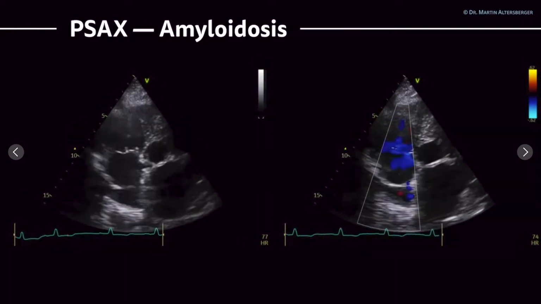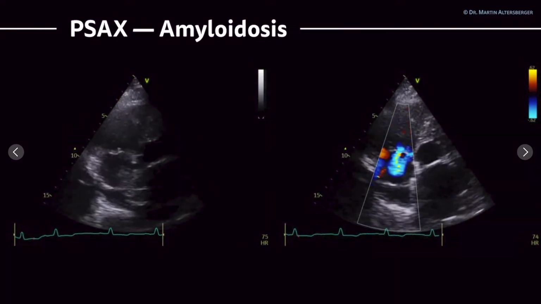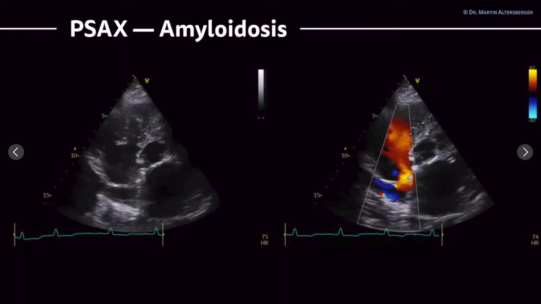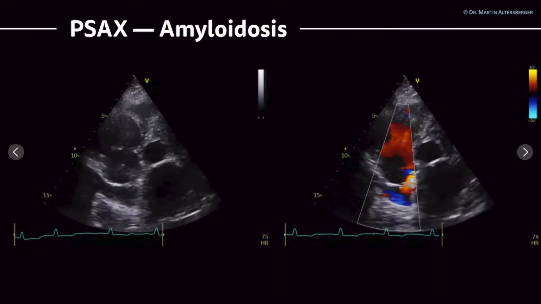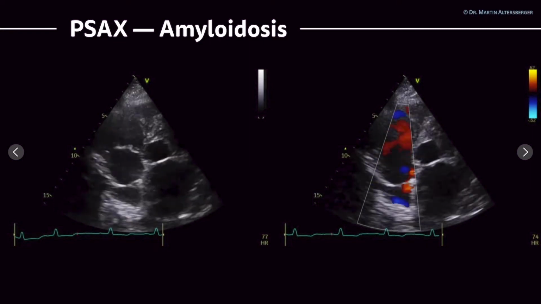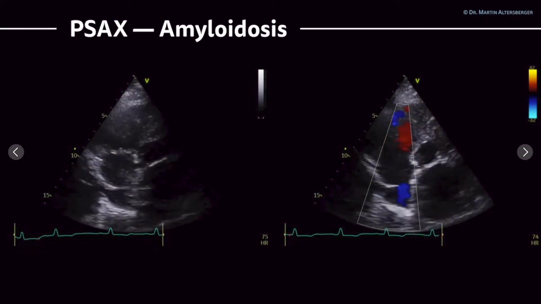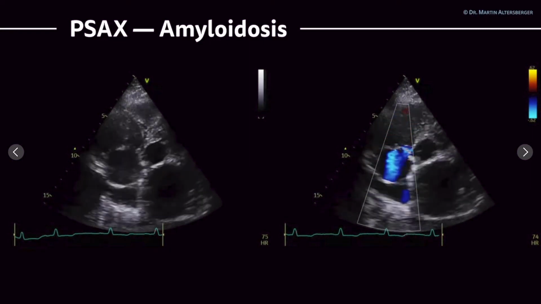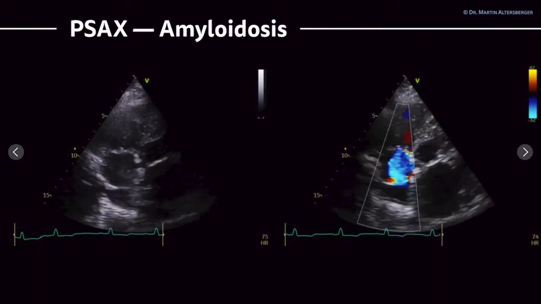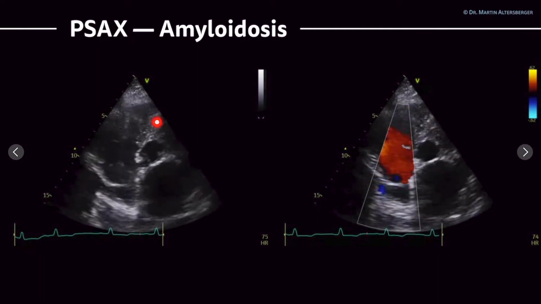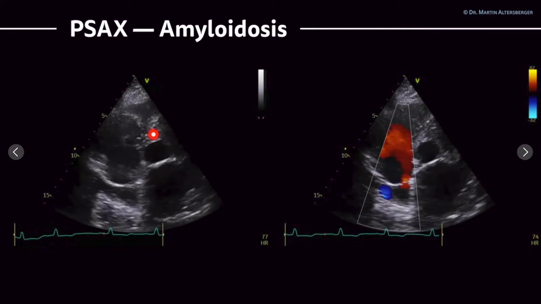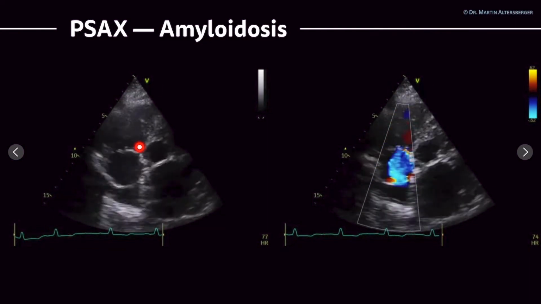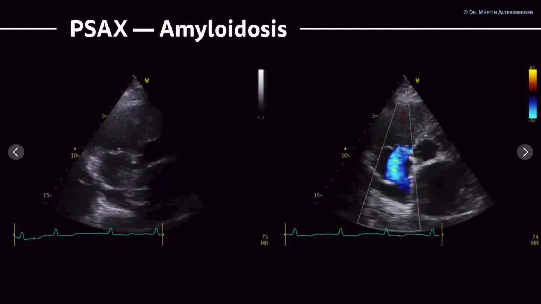As mentioned, all these views are important to display pathology, especially with the tricuspid valve. We can, of course, visualize tricuspid regurgitation or other pathologies of the valve. So in this case, you have a patient with amyloid heart disease. You can appreciate that the left ventricle is definitely thickened, and the tricuspid valve also looks a bit thickened.